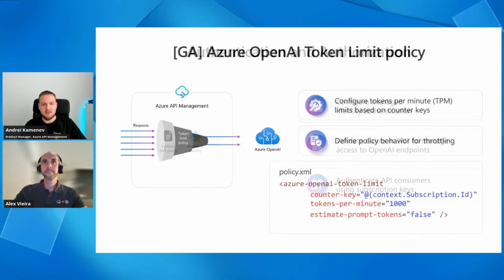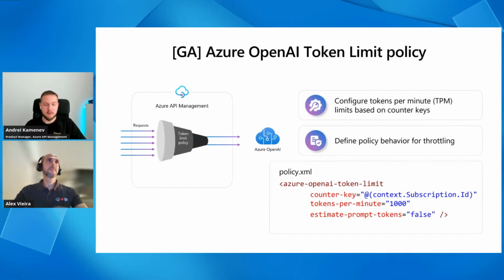And one of the most important ones I wanted to mention is the token limit policy. This policy allows you to configure tokens-per-minute limits based on the counter key. The counter key represents, as I mentioned, your application or consumer, and it can be anything. It can be a subscription ID, an IP address, or anything else, because we support policy expressions there. So you can now say that, for example, application A that is not currently in production can use, for example, 3,000 TPMs, or tokens per minute, while applications which are in production may use up to 70,000 TPMs.